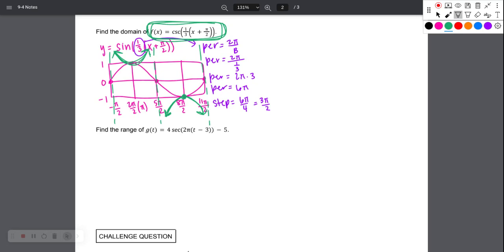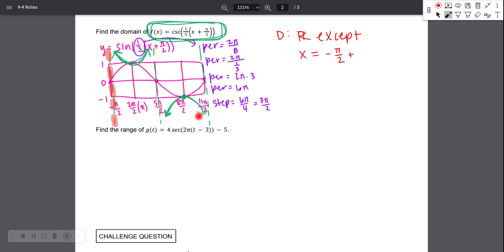The question is asking us to find the domain of this. So the domain is like all of our input values. So notice that the domain is all real numbers except any place that we have a vertical asymptote. So our domain here is going to be all real numbers except, and we need to put any places that we have the vertical asymptote. So except x equals, and the first vertical asymptote we have is right here at negative pi over 2. So except x equals negative pi over 2, and that's not the only one.